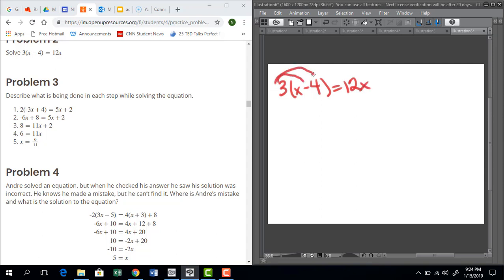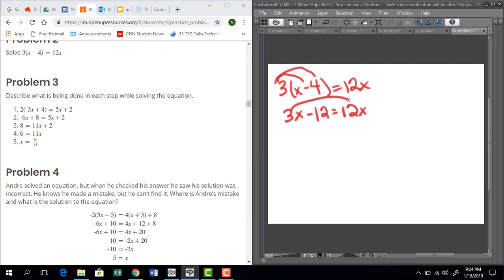My little rainbows let me know that this 3 has to be multiplied by each term inside the parentheses. 3 times x is going to be 3x. 3 times negative 4 is going to be negative 12. And that's going to be equal to 12x. And then I have x terms, but they're on different sides. They need to both be on the same side. So red rover, send a term like me over.